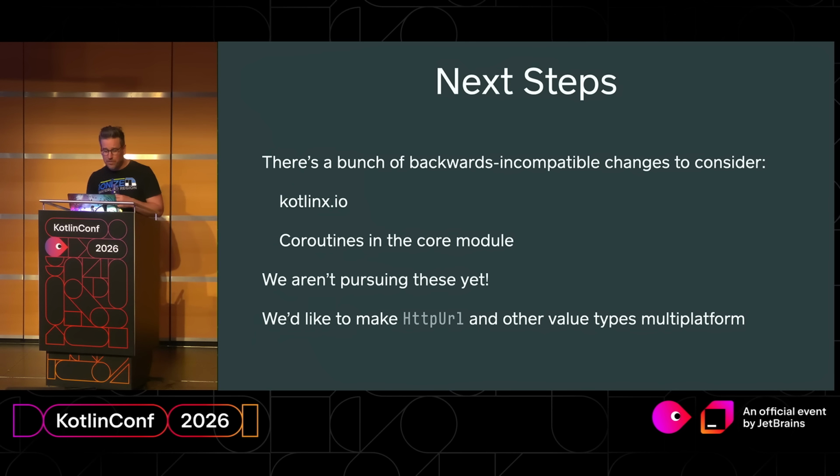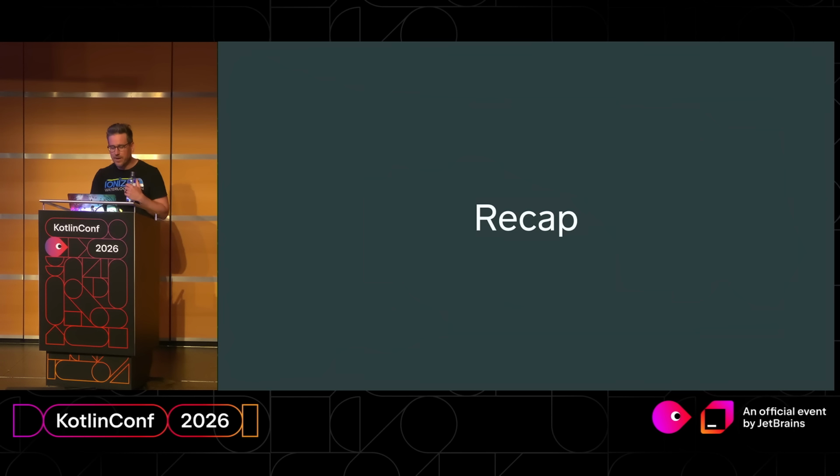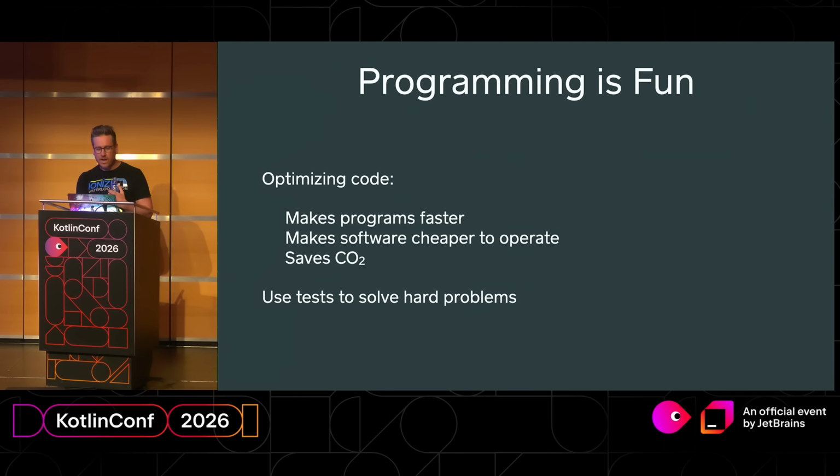There's a bunch of other backwards incompatible changes for us to consider in OkHttp itself. These are scary, and we're not pursuing them at the moment. And I earlier said I want to make HTTP URL multi-platform. I think that would just be really handy because doing URLs as strings in Swift or in Kotlin.js is just, I can't. So to recap, programming is fun.